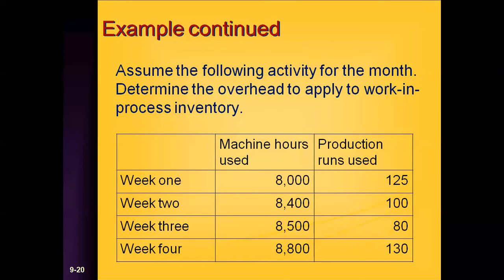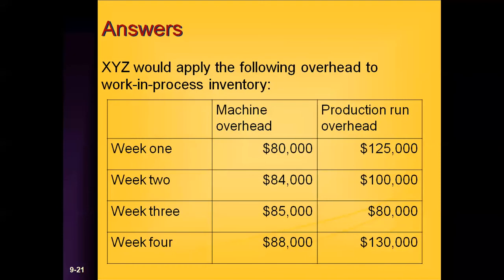So essentially, then, to do the math to compute the overhead, machine overhead and production run overhead. In week 1, you would basically take those 8,000 hours that we talked about, and you multiply that by $10, and you pretty much come up with your machine overhead. You do similar math. You take the 125 in week 1, and you multiply it by $1,000, and you get the $125,000.